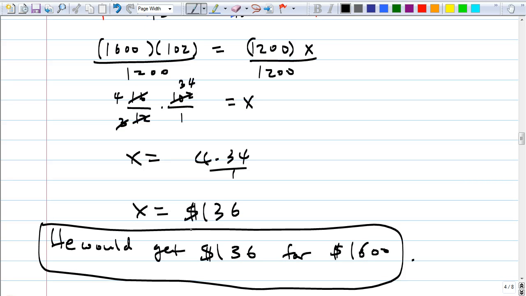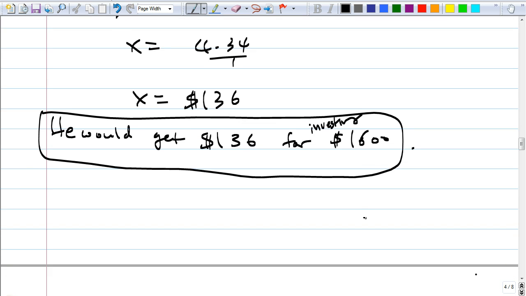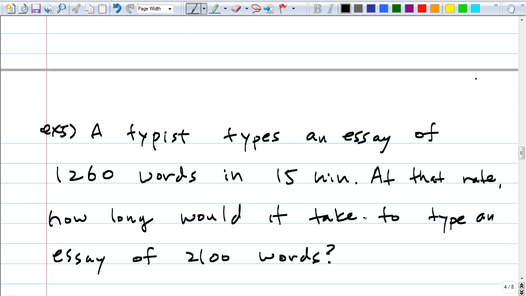I wasn't that specific. I just wrote down he would make 136 for investing 1600, but you get the idea. Any questions? Do you think you could do something like this by yourself now? Let me give you the next question. Everybody try. This is the last one.